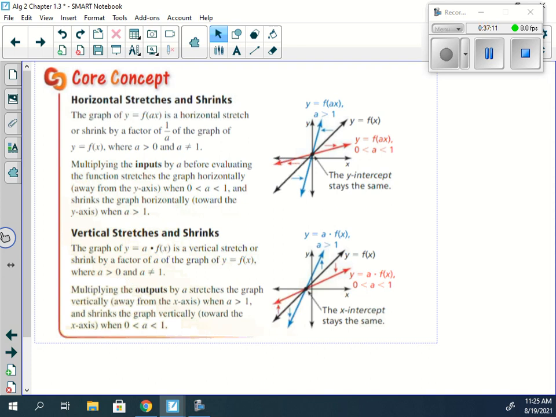Multiplying the output by a stretches the graph vertically away from the x-axis when a is greater than 1, and it shrinks it when a is between 1 and 0. We can kind of get that. A fraction, so between 0 and 1, those numbers would obviously make it smaller. If it's greater than 1, it's going to make it bigger. We can see that. We get that. And that makes a little more sense.